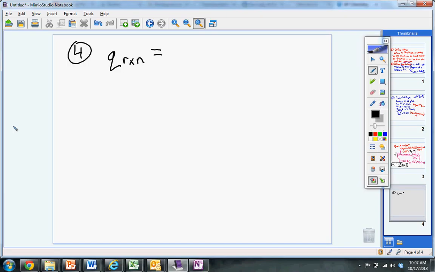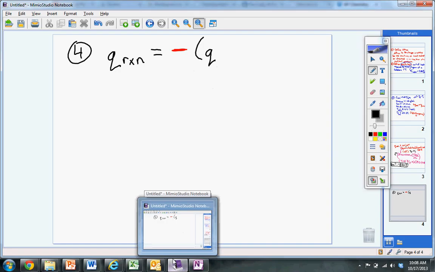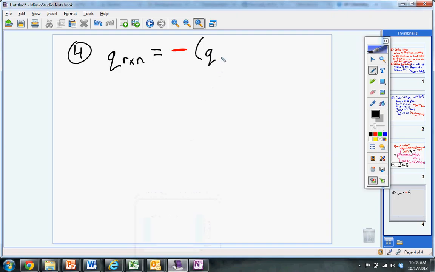Now again, Q of reaction means that this side is what? We're adjusting it. This side is positive. We're making an adjustment. So then this side has to be negative. All right, and what are we going to say? Q of the calorimeter plus Q of the solution. So we're going to have Q of the reaction equal negative Q of the calorimeter plus Q of the solution. That looks right to me.